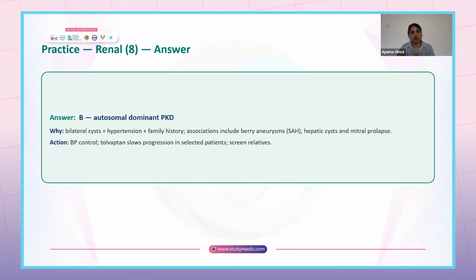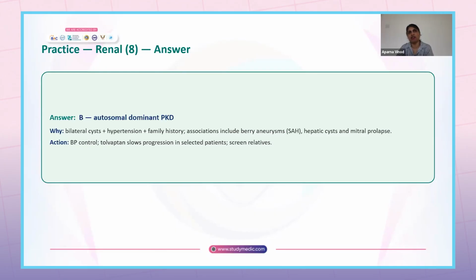So the answer is autosomal dominant PKD. The stem has bilateral cysts, hypertension, family history, there can be hepatic cysts, and mitral valve prolapse can also be seen in AD-PKD. So how do we treat AD-PKD? The primary thing is to control hypertension, okay? And we can consider tolvaptan because it is shown to slow down the progression of cyst development, and relatives can be screened.